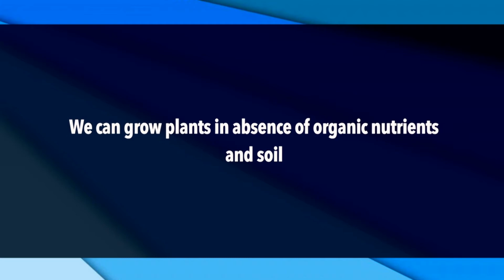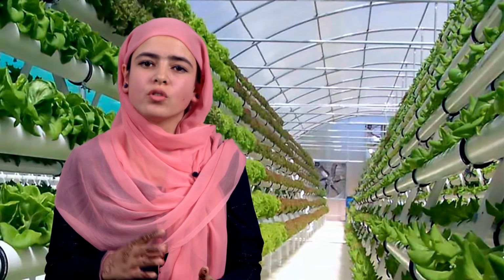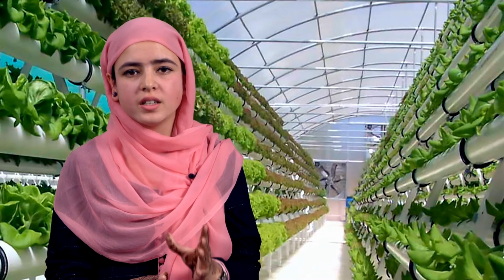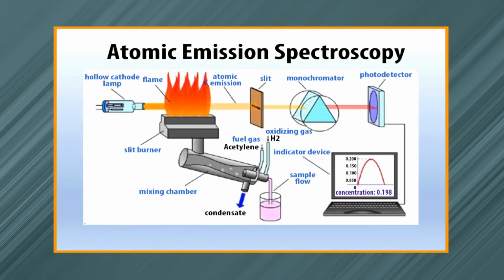In other words, we can grow plants in absence of organic nutrients and soil. There are some analytical techniques to study composition of nutrient solutions. The two most important analytical techniques used are atomic absorption spectrometry or atomic emission spectrometry.